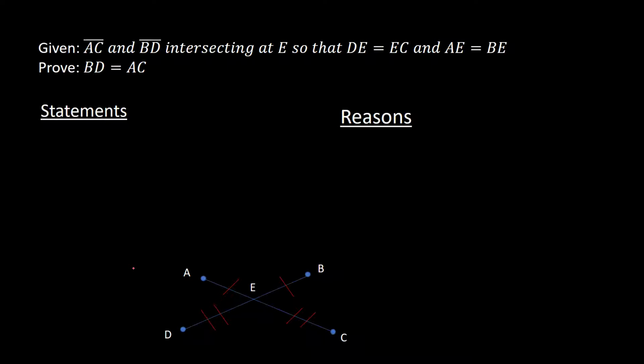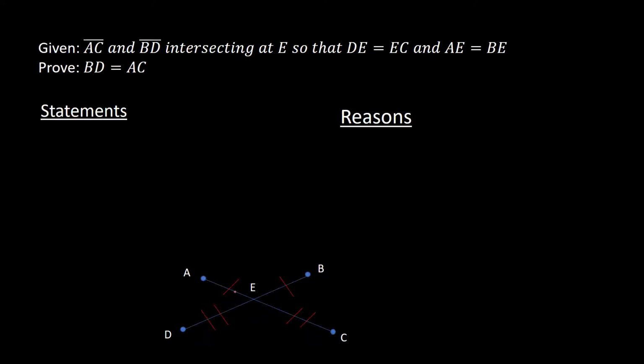Now when you have all the information like that, it's helpful to draw a picture, and it's not always given to you. So if it's not given to you, draw yourself a picture. And here we see that AC, this segment here, and BD, this segment, intersect right here at this point, point E. And when it does, DE, the segment from D to E, is equal to the segment from E to C. And then AE, the segment from A to E, is equal to the segment from B to E.